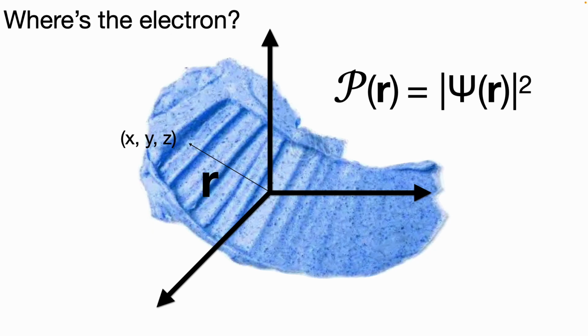But what we can actually find is the probability of finding the electron in unit volume given a distance from the origin, and this is given as the absolute value of the wave function squared, the squared absolute value of the wave function.